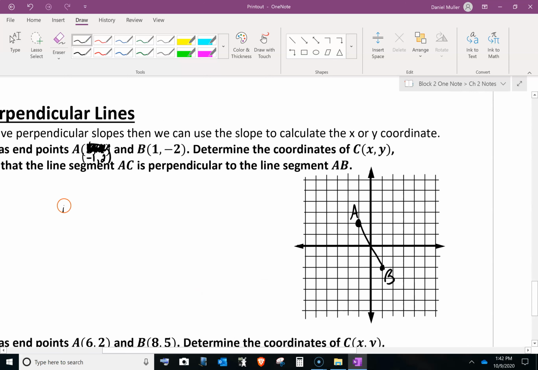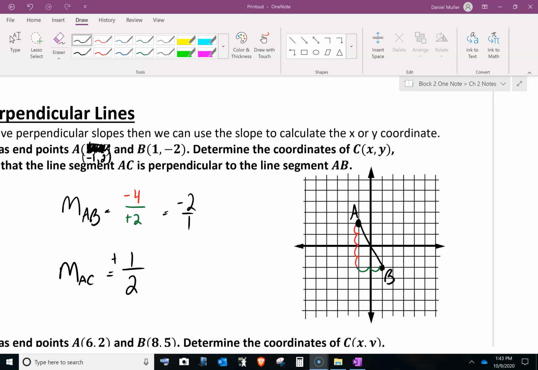So let's find out what the slope is of A and B. Start at the left and go 1, 2, 3, 4 down, and 2 to the right, so +2. Well, that equals -2 over 1. So I know that I'm going to have a new slope between the points A and somewhere C, and I know that slope is going to be 1 over 2, a +1 over 2.